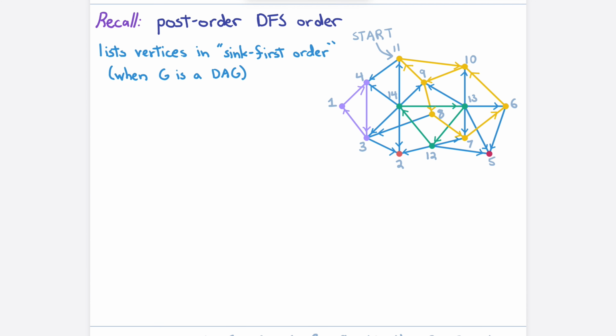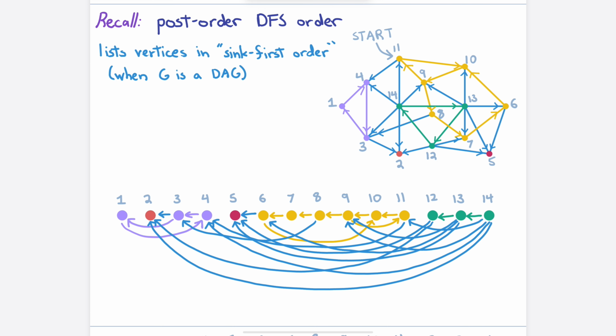So remember, we saw that post-order DFS will actually list the vertices in sink first order if it's a DAG. Okay, that would be nice. Now, if I actually ran depth first search on that graph, this is one possible output. So on a DAG, it will put the sink first. But what do you notice about this? That graph is not a DAG, and this vertex in particular, it's not a sink. So running depth first search isn't going to quite get what we want. It is true on a DAG that it'll output the sinks first, but not necessarily on a normal graph.